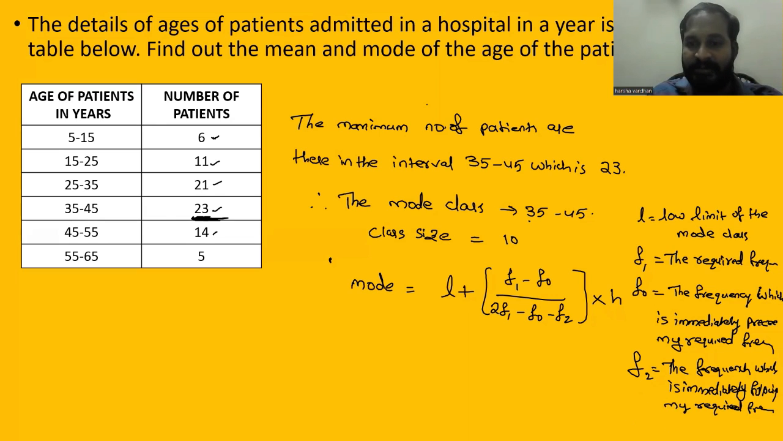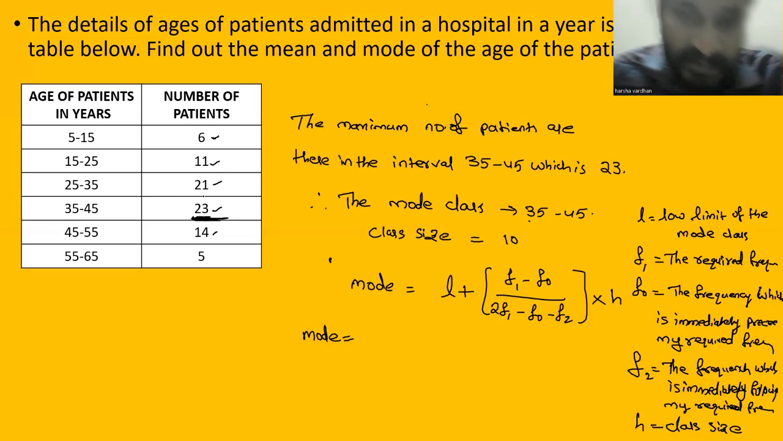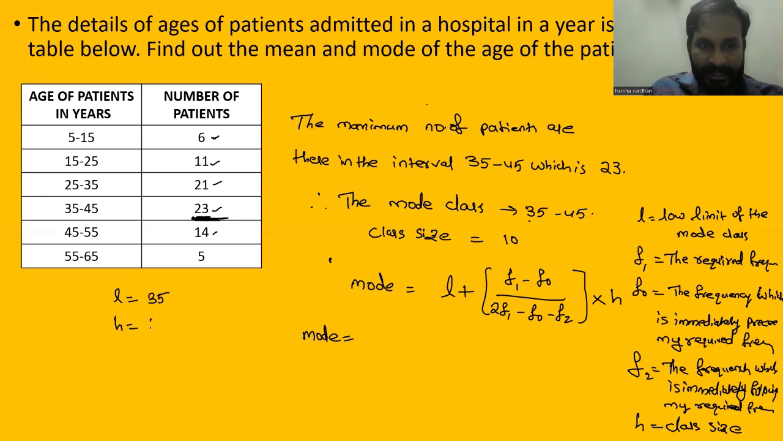Okay. And next, when it comes to h, h is nothing but the class size. Now how will we calculate the mode? See here. Anyway, you will draw this once again in your answer sheet. Definitely you need to draw. If you are able to do it there itself, fine. Otherwise, L is equal to 35, h is equal to 10.